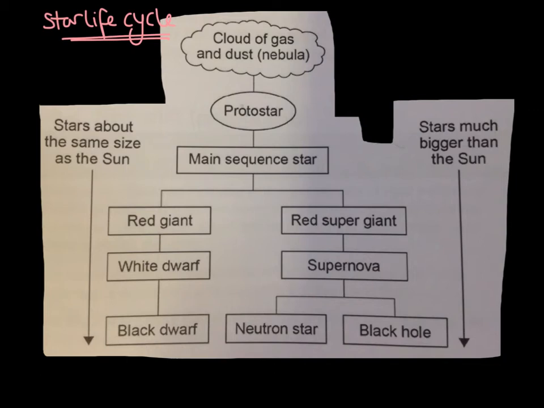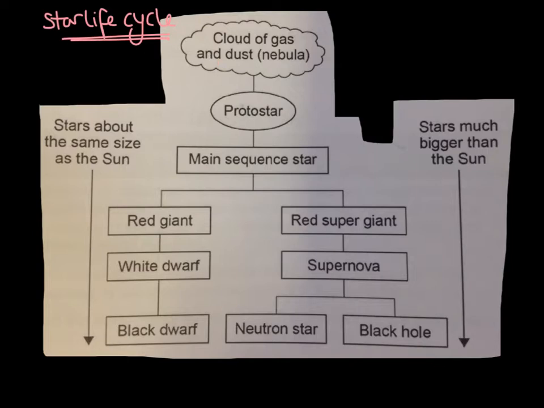Okay, so in this video we're going to be talking about the star life cycle. These are the different stages that a star will go through from formation to collapse. Too simple a word, but yes, from its formation until the end of its life. So here is the diagram that we've been given by the exam board.